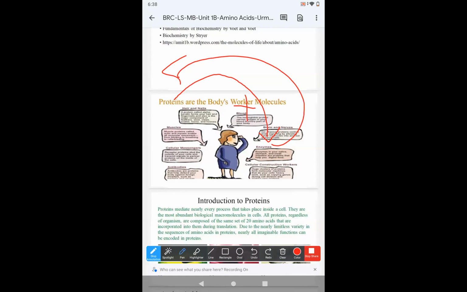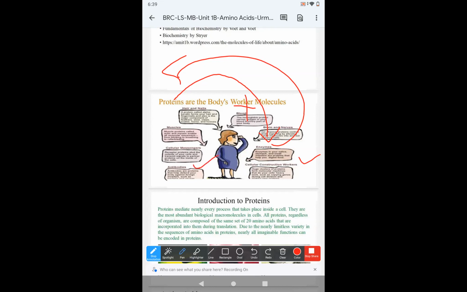And proteins are also present in the cell membranes, cellular organelles, and cytoplasm. Proteins help in cellular construction work. Cell division, cell differentiation, cell enlargement, all these processes take place with the help of proteins.